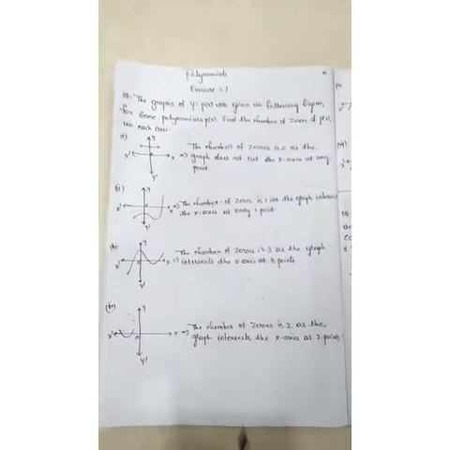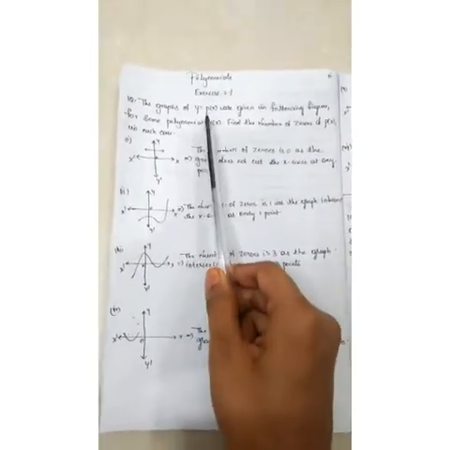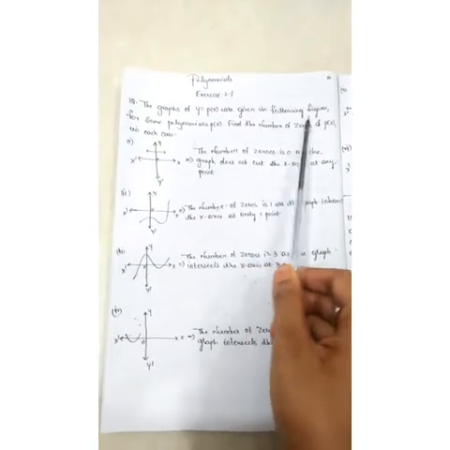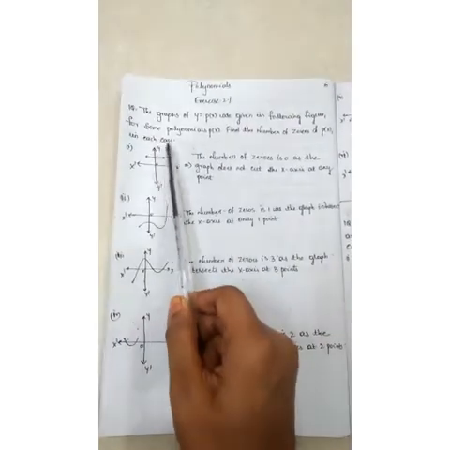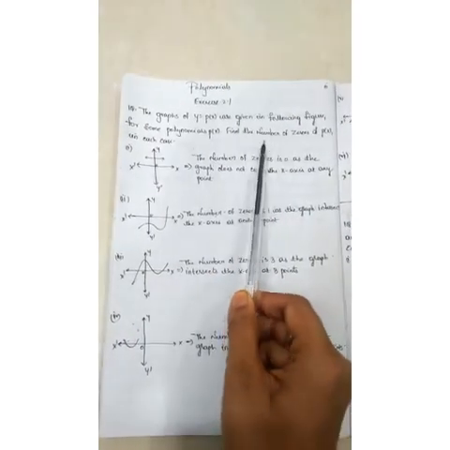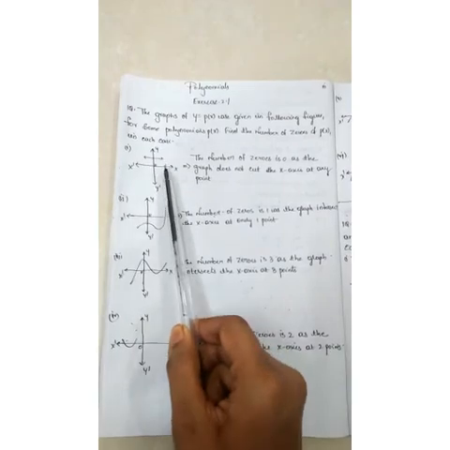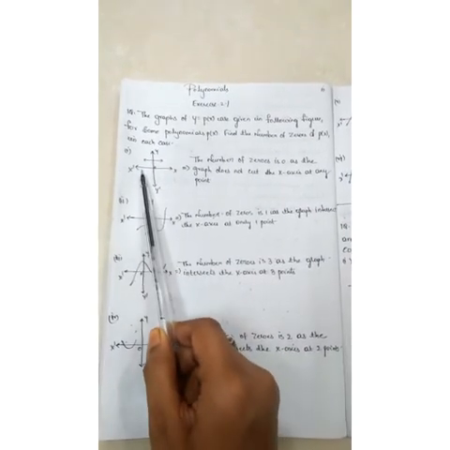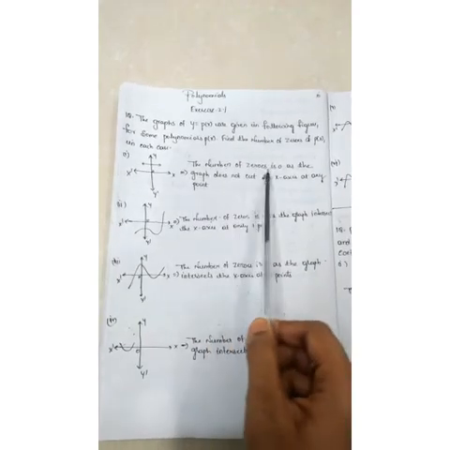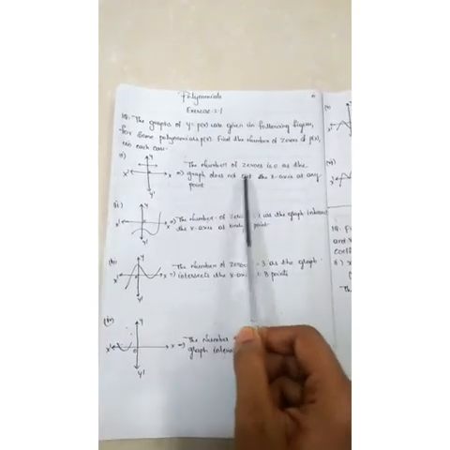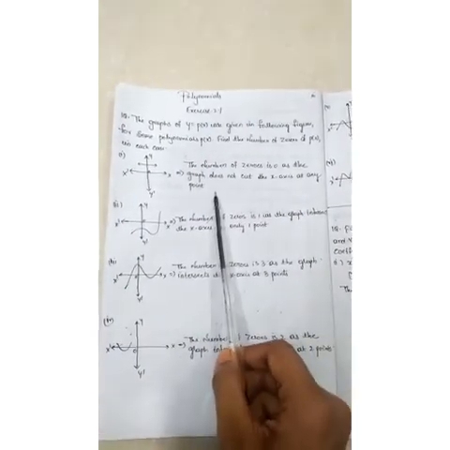In the first question, the graphs of y equals p of x are given in the following figure. For some polynomials p of x, find the number of zeros of p of x in each case. They just asked whether the graph is cutting the x-axis or not. In this graph it is not cutting the x-axis, so the number of zeros is 0, as the graph does not cut the x-axis at any point.